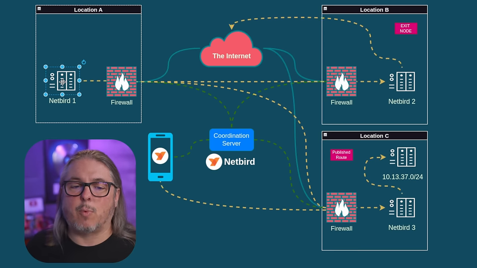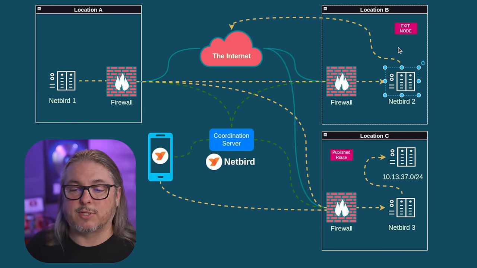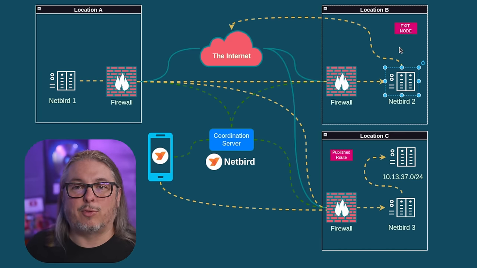But maybe you also want to encapsulate the traffic from Netbird 1 and send it out of the location for Netbird 2, and that's where exit nodes come in. Matter of fact, you can also probably say Netbird 3, let's exit node through there as well.